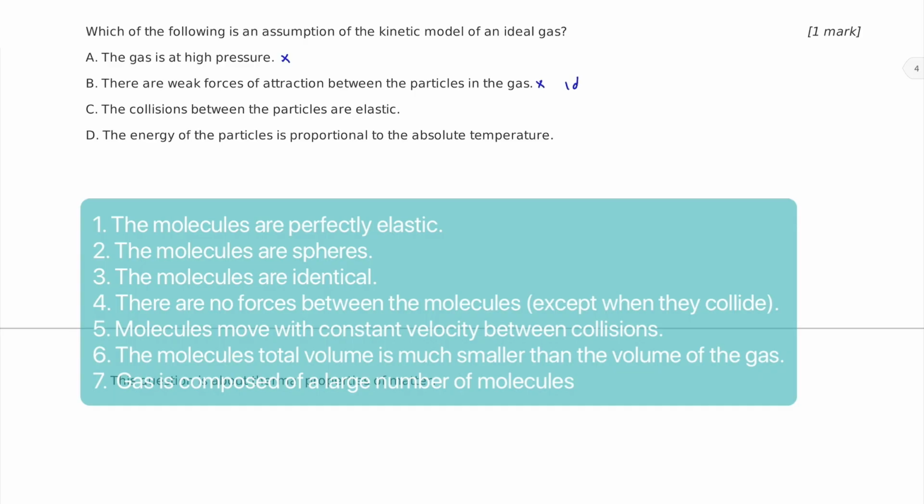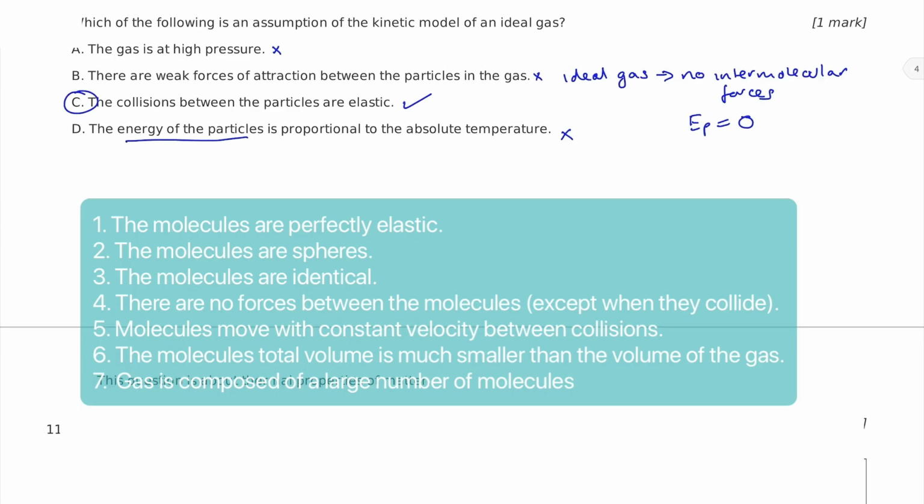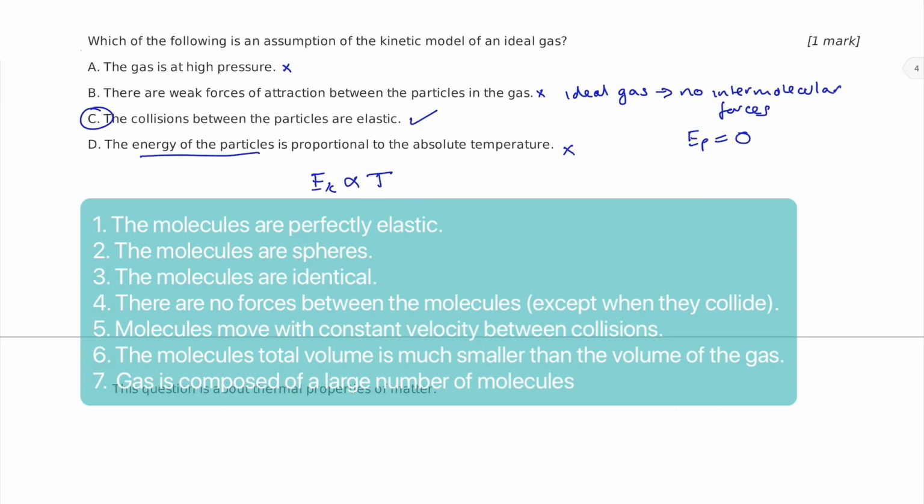In an ideal gas, no intermolecular forces, and potential energy is equal to 0. Collisions between, yes and no. This is not true. The energy of the particles is proportional to the absolute temperature. That is not true. What is true is the kinetic energy of the particles is proportional to absolute temperature. So a little bit of a trick in there for you.